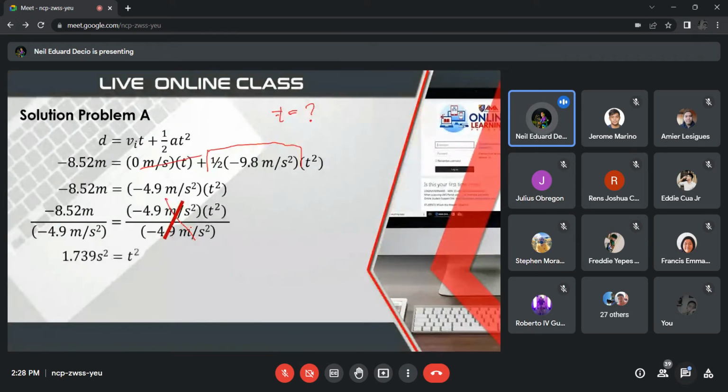And then, of course, kailangan natin i-divide si negative 8.52 meters by negative 4.9 meter per second squared. So we will now have 1.739 second squared is equal to t squared. So, para mawala yung exponent na to, we have to get the square root of both sides. So we'll have the square root of 1.739 second squared is equal to the square root of time squared, so the time is equal to 1.318711492 seconds or 1.32 seconds.